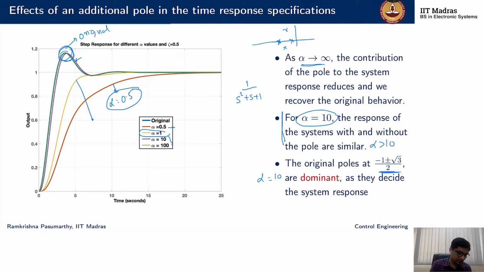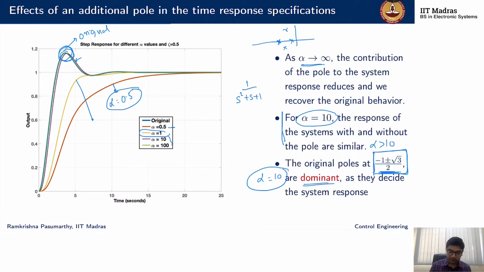All these three lines, which are the original one, alpha equal to 10 and alpha equal to 100, the overshoot changes by a very small margin, right? So I can still say that my original system behavior with these poles is the same as with this additional pole. And therefore, I say that this pole pair largely decides how the system behaves. Alpha equal to 10 or 100 doesn't really have much effect.